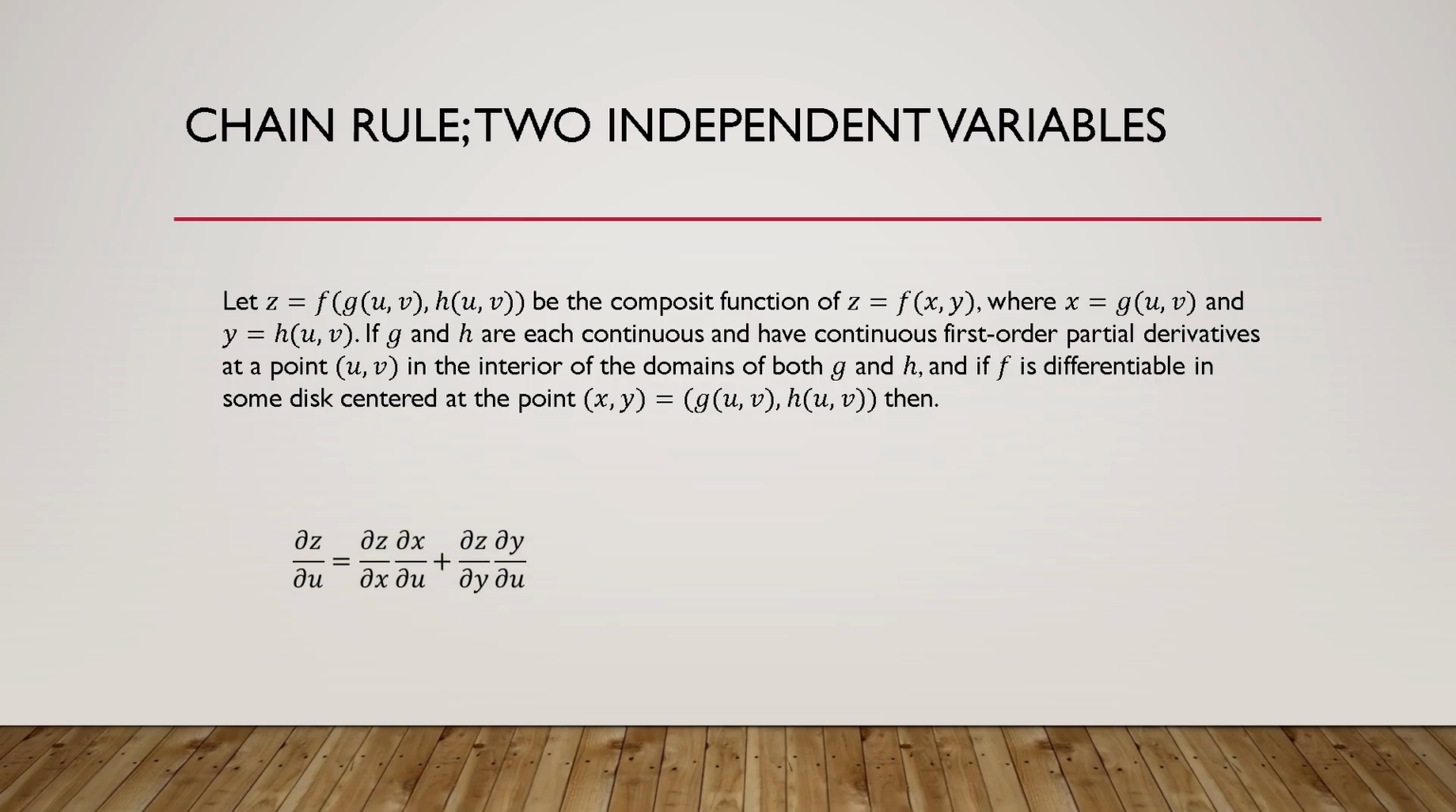the partial derivative dz du equals the partial derivative dz dx times the partial derivative dx du plus the partial derivative dz dy times the partial derivative dy du, and the partial derivative dz dv equals the partial derivative dz dx times the partial derivative dx dv plus the partial derivative dz dy times the partial derivative dy dv.